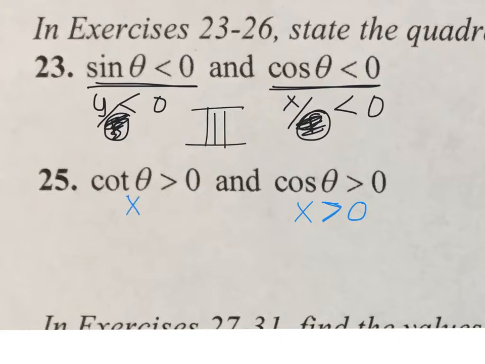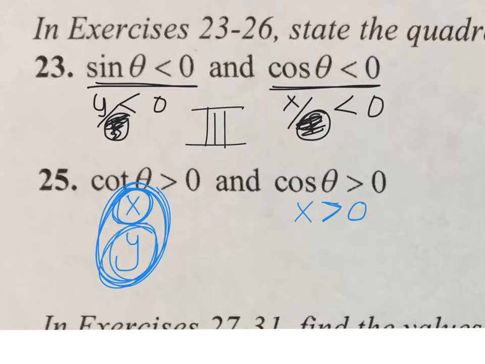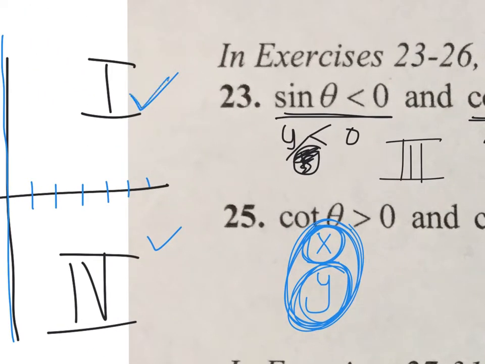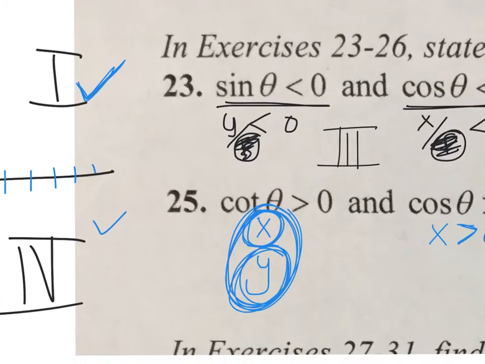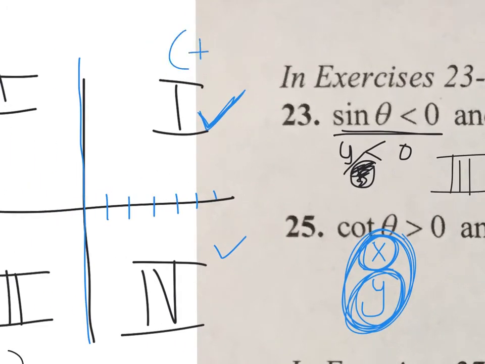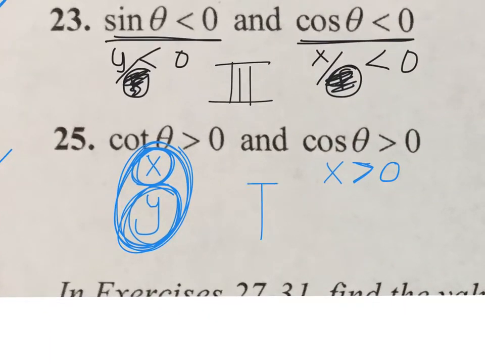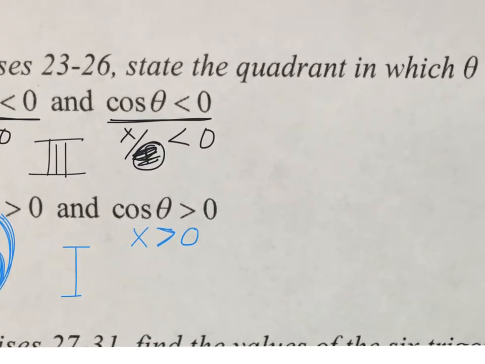Now, cotangent is a ratio of the x value to the y value. So x we already know is positive, and the whole entire thing is positive, which means y must be positive also. So that is only going to happen in quadrant 1, where the x and the y are both positive. So this is a quadrant 1 angle, where the cotangent and the cosine are both positive.